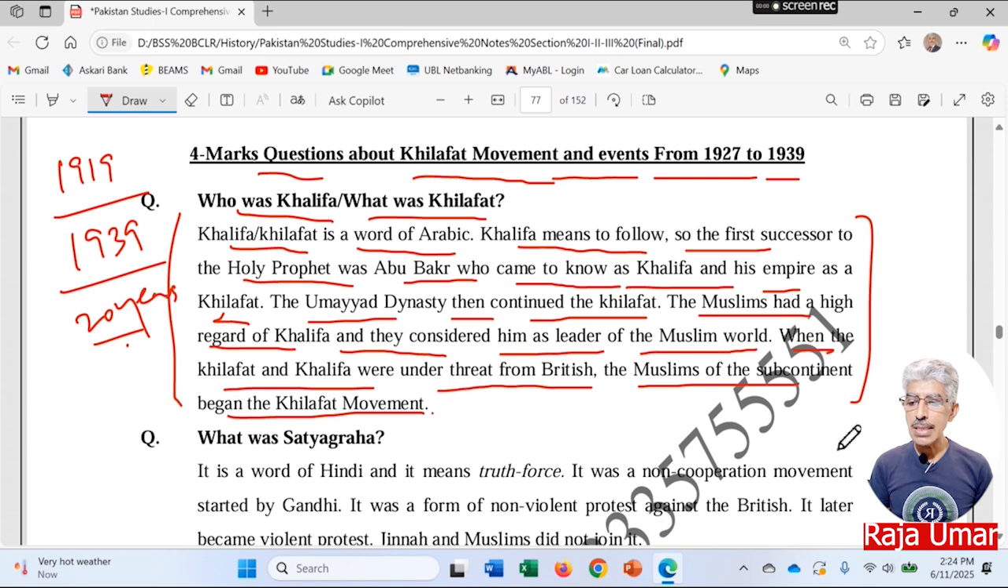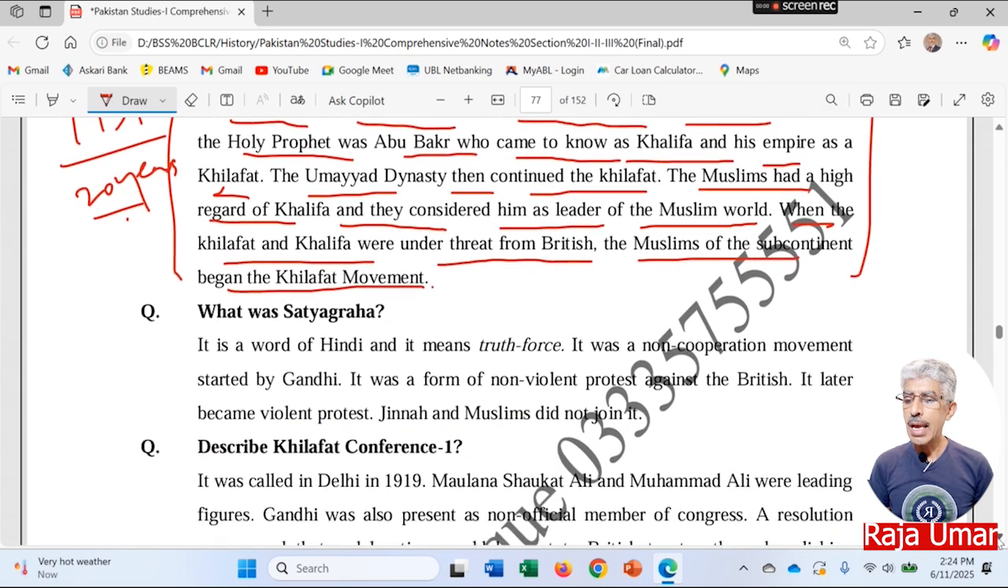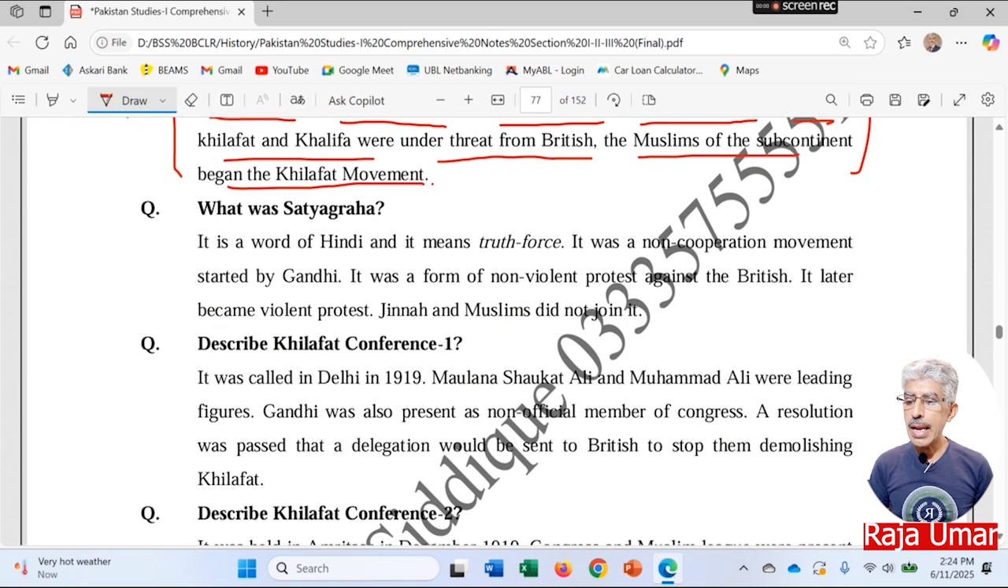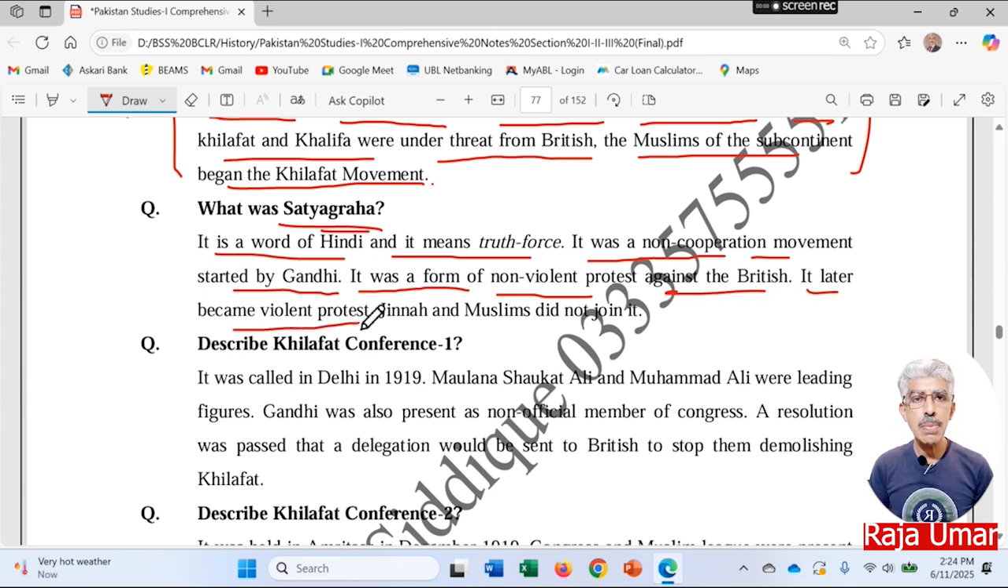What was Satyagraha? It is a Hindi word and it means truth force. It was a non-cooperation movement started by Gandhi. It was a form of non-violent protest against the British. It later became a violent protest. Jinnah and the Muslim League did not participate in this particular movement, I mean the non-cooperation movement launched by Mr. Gandhi.